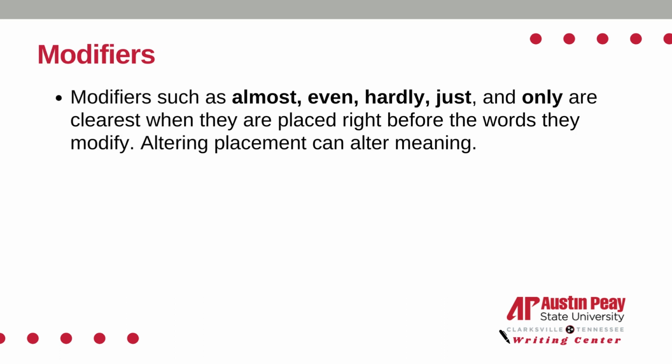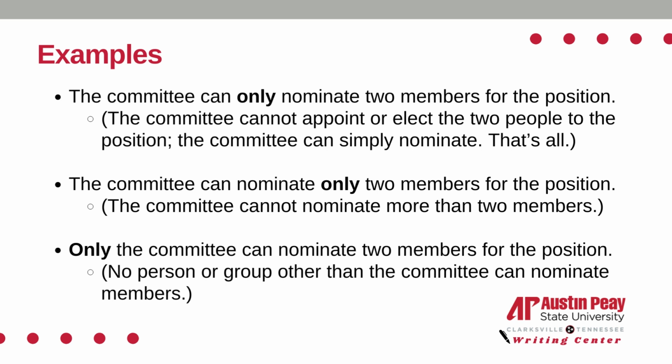Modifiers, such as almost, even, hardly, just, and only, are clearest when they are placed right before the words they modify. Altering placement can alter meaning. For example, the committee can only nominate two members for the position. The committee cannot appoint or elect the two people to the position. The committee can simply nominate.